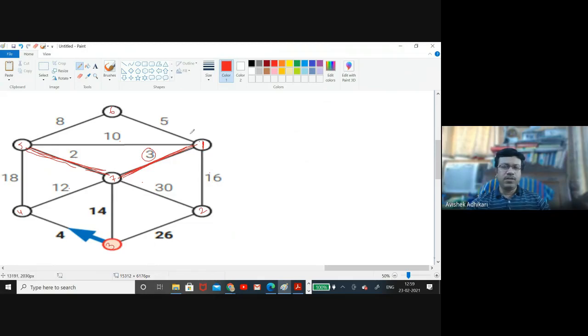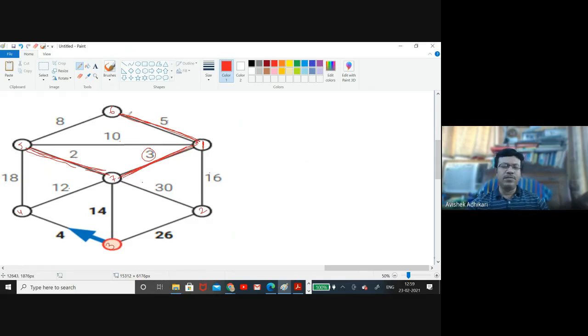See, what Akash was asking, why should I go back to 1? Now you understand why I should go back to 1. Because from here, the options are basically 18 and 8. From here, the options are basically 12, 14, and 30. And here, the options are 10 and 5, out of which 5 is the minimum. So I need to consider this one. Unless you consider all the things, you won't be able to complete this, but that's the algorithm.